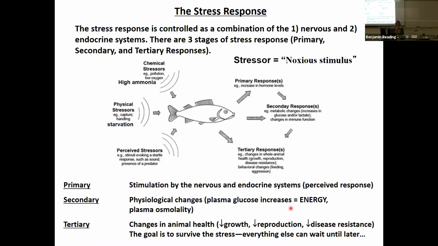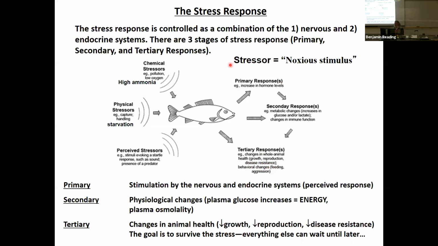Also, this is important because disease itself is a stress, and under prolonged stress conditions, our ability to resist disease also decreases. And so the goal is this. I like to look at stress as the goal is to survive the stress, and all this other stuff can wait until later. So if our goal is to outswim a predator, let's figure that out first, then we can fix this other stuff. So tertiary responses are changes in whole animal health, growth, reproduction, disease resistance, feeding, aggression, whatever.